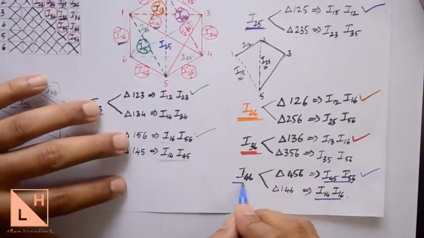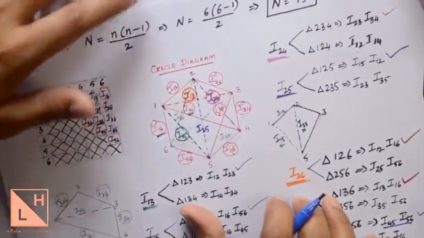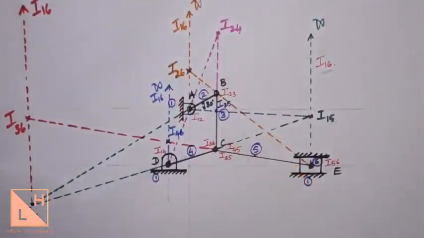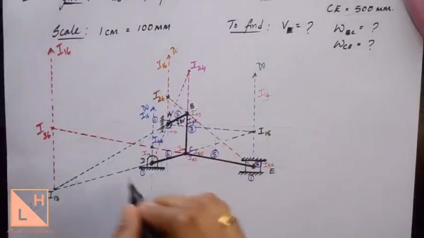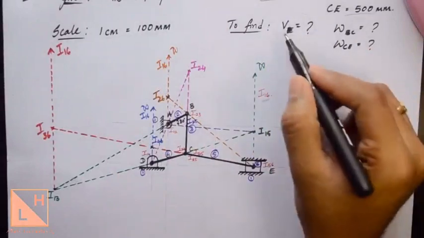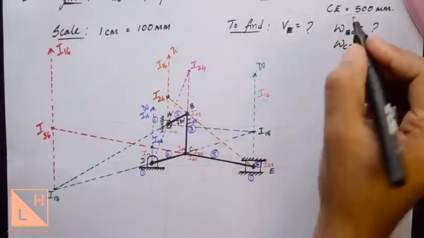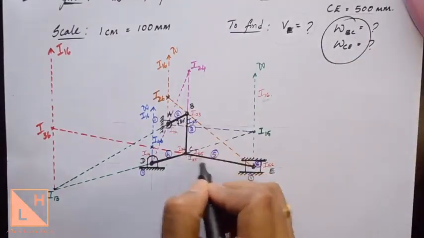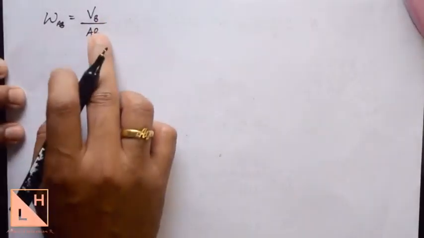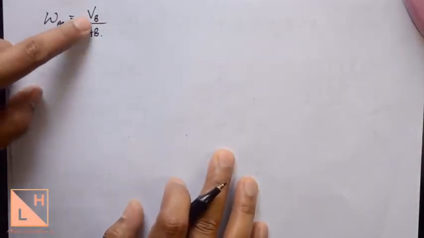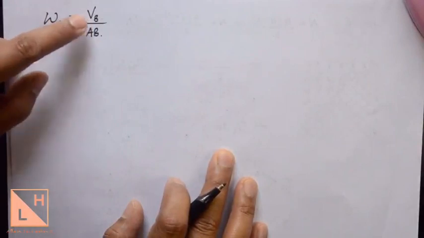So once we identify I46, all the ICs which were tabulated in this table are found. Next, after finding all the ICs in the mechanism drawing, we need to find the velocity of the slider E, and we need to find the angular velocities omega BC and omega CE. Omega AB equals VB divided by AB. Now this is the angular velocity of the crank, which is related to the moving point, that is B.